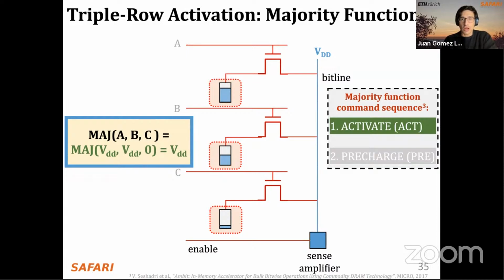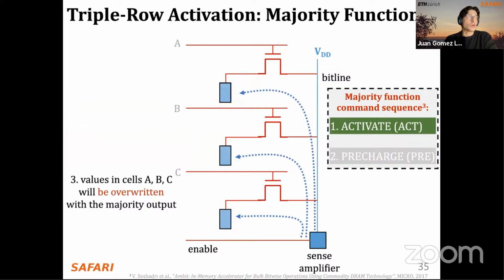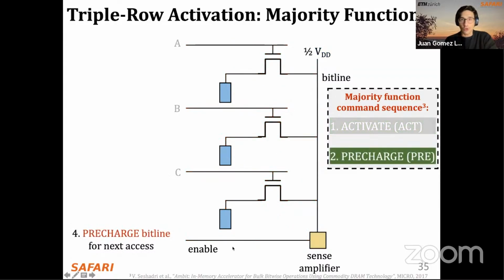And we are going to use it much more today in the SIMDRAM framework in order to implement much more complex operations. After this majority function happens in the bit line, because the sense amplifier is enabled and the 3 rows are open, the contents of the cells, of the capacitors, are overwritten. So in the end, it's the majority output that goes to the 3 cells, and after that we can close the rows and pre-charge the bit lines for the next access.